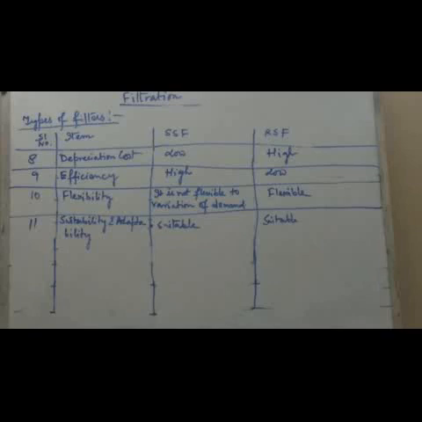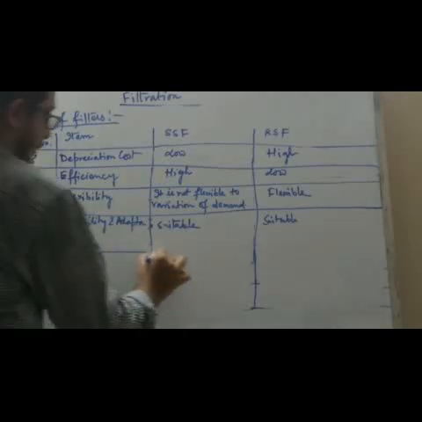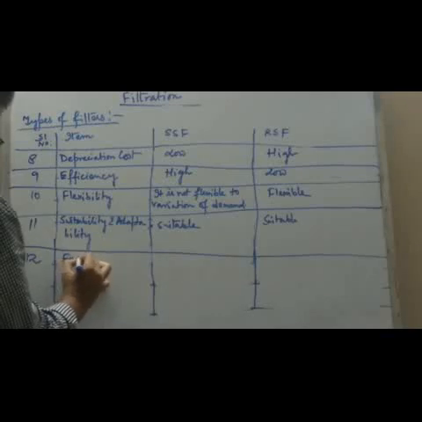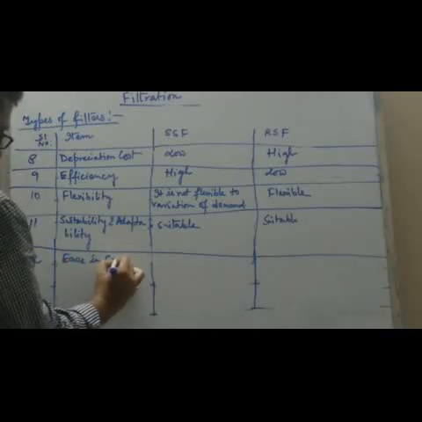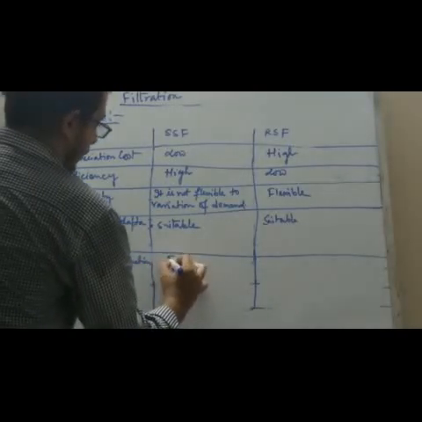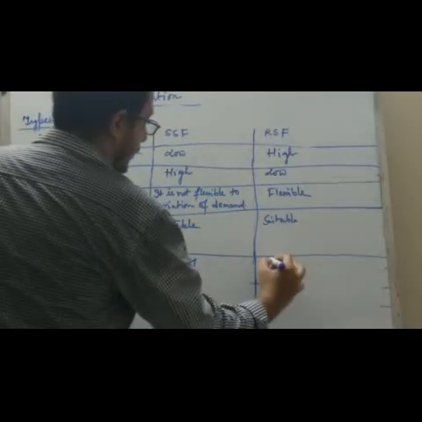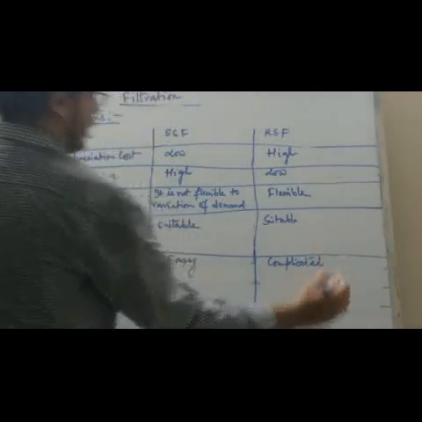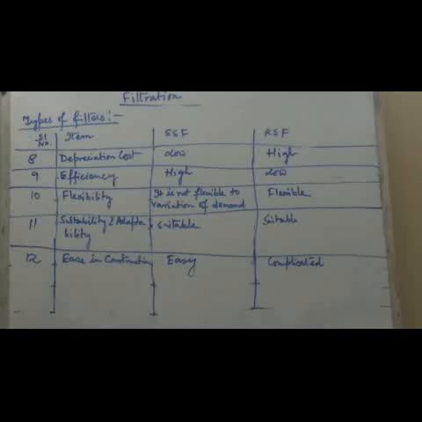The next thing is the ease in construction. Slow sand filters can be easily constructed. But for rapid sand filter, the construction of the rapid sand filter is much more complicated than the slow sand filter.